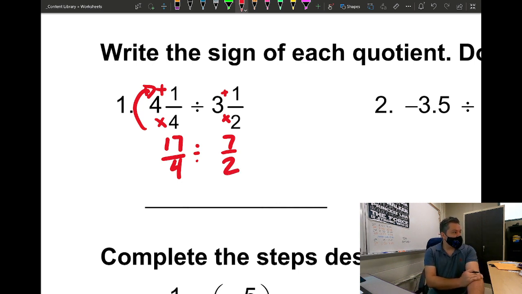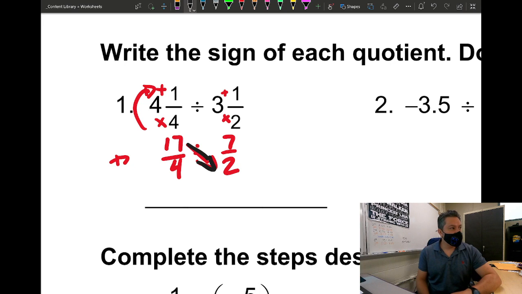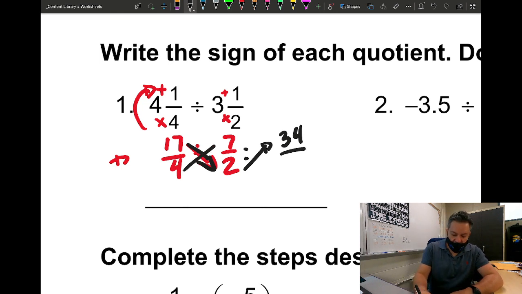Okay? Now, when I learned this, I was actually going to school in Mexico. So I learned this a little bit different. And the keep change flip is basically the same thing, but I really do think it's an extra step. So let's view this as how I know it, okay? Basically, we're just gonna cross multiply. 17 times 2 is what? 34. And you put it on top. The bottom, 4 times 7 is 28. Put it on the bottom.